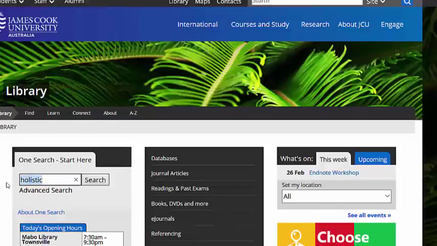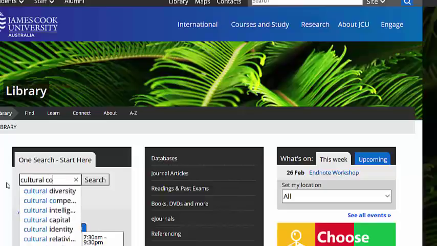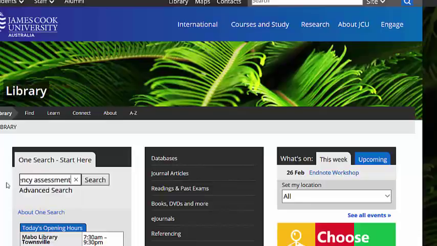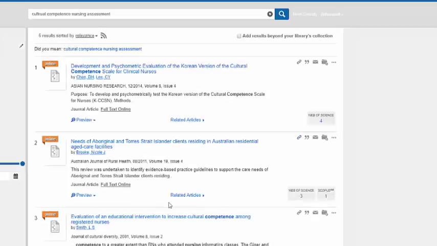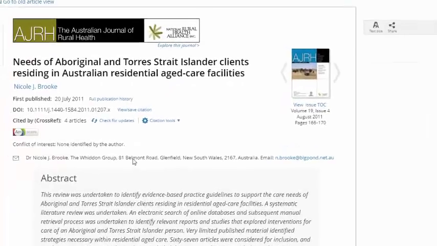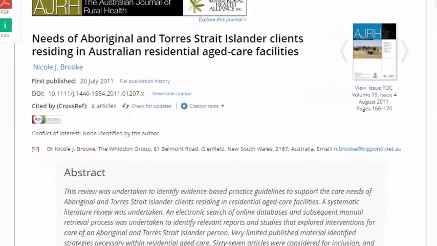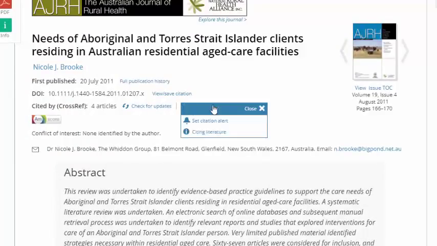So this time I'm going to look at cultural competence. Competency, and I'll put assessment. Now, needs of Aboriginal and Torres Strait Islanders, and I like the look of this, but I know already it's perhaps too old for me to cite. So what I might do is look at the citation tool, see if it's got any.